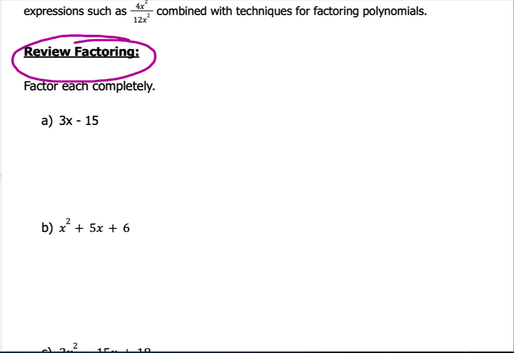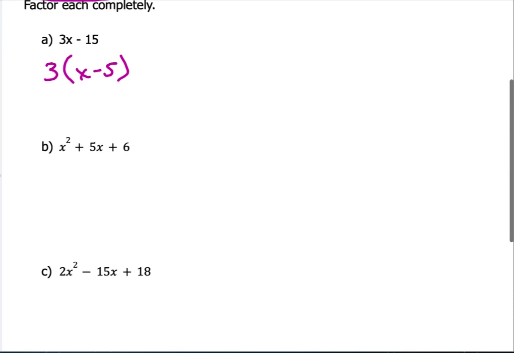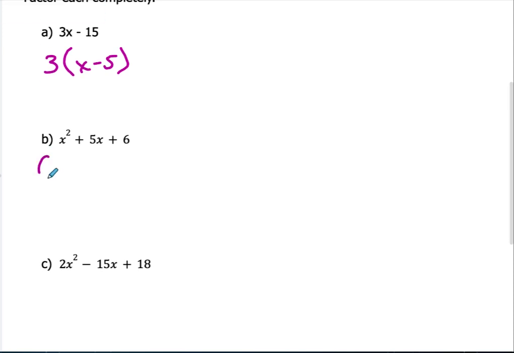So for instance, I have 3x minus 15. In this case, the only thing I can factor out is 3, and I'm left with x minus 5. For part B, I've got my trinomial, so I'm going to try to figure out what I can factor this into. Well, it needs to multiply to give me 6, but add to give me 5. So that's going to be x plus 2 and x plus 3.